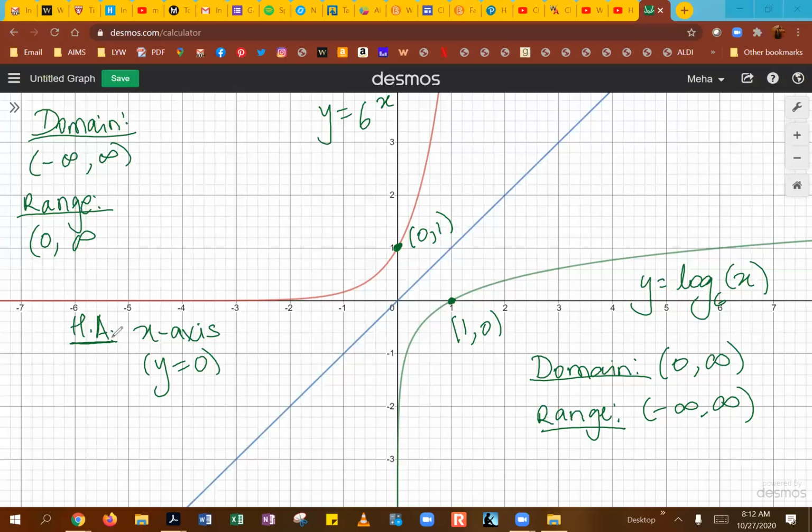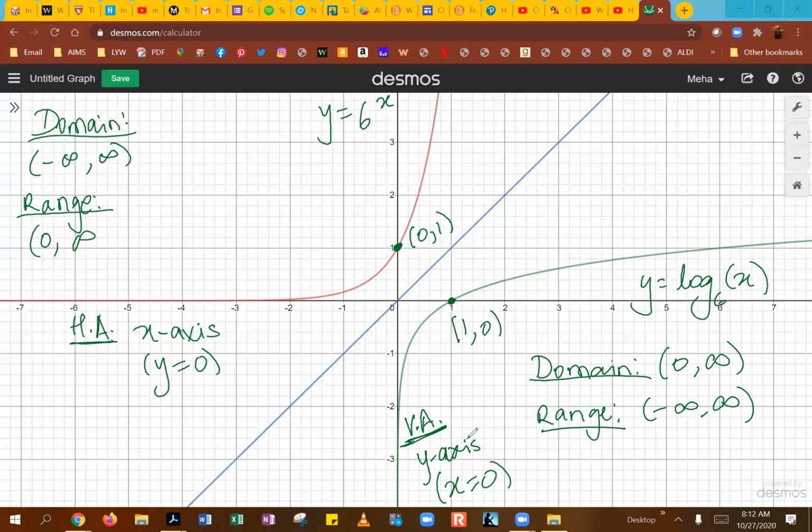Additionally, you will see how you have a horizontal asymptote for the exponential function. So you end up having a vertical asymptote right here, and you can see that our graph will get closer and closer to the y-axis, but obviously it's not going to touch or cross the y-axis. So you end up getting your vertical asymptote at the y-axis, which as an equation will be x equals 0.